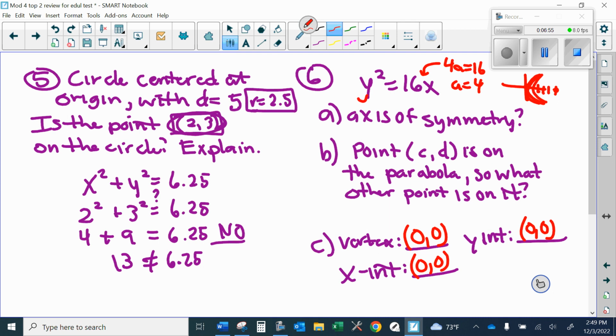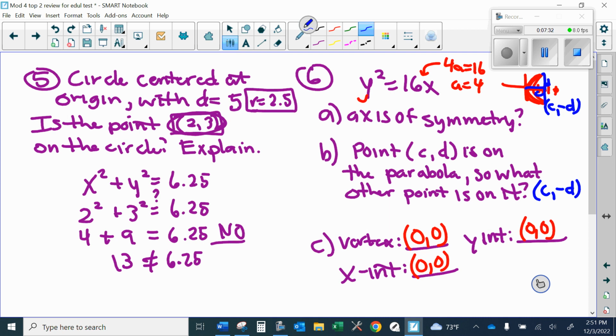If the point (C, D) is on the parabola, what other point is on it? If I go to the right C and then up D, that would be (C, D) right there. I also know that this same distance over here, (C, negative D), must also be on it.